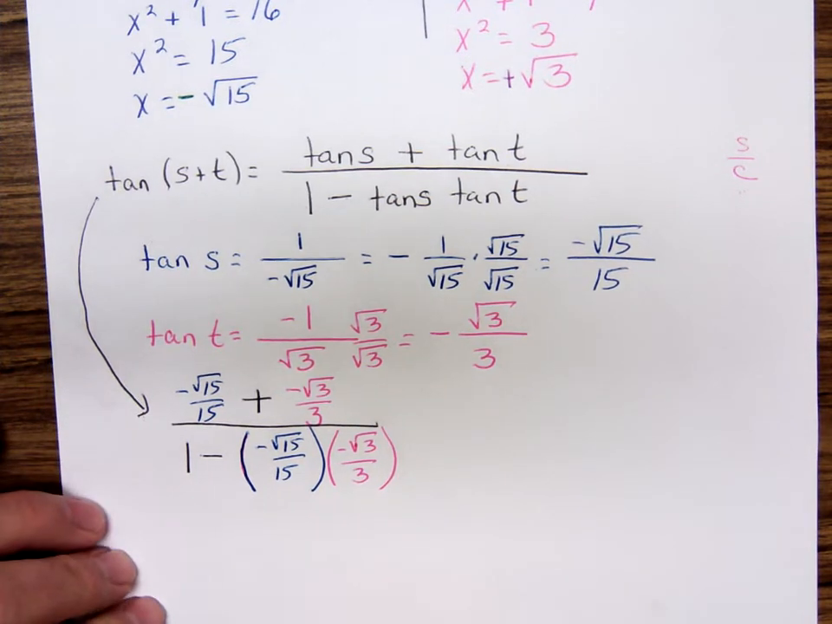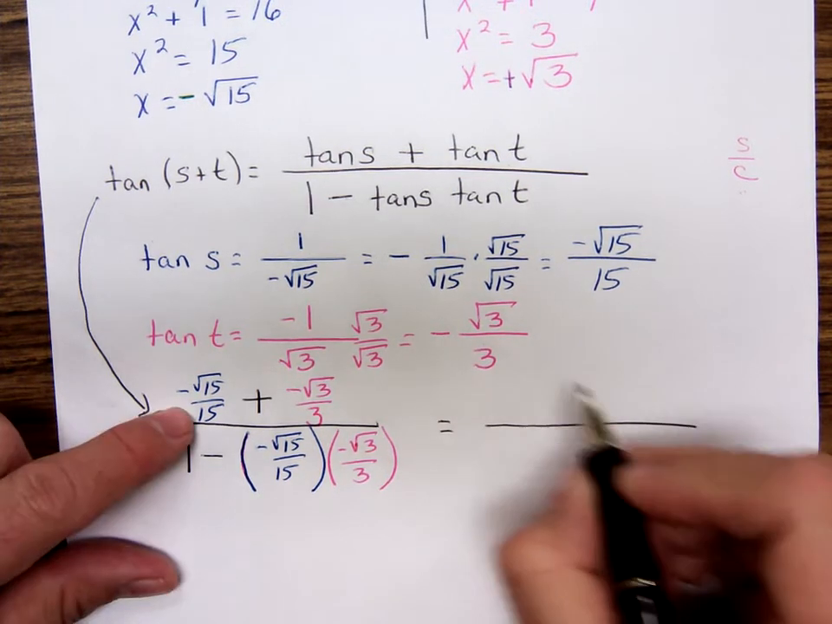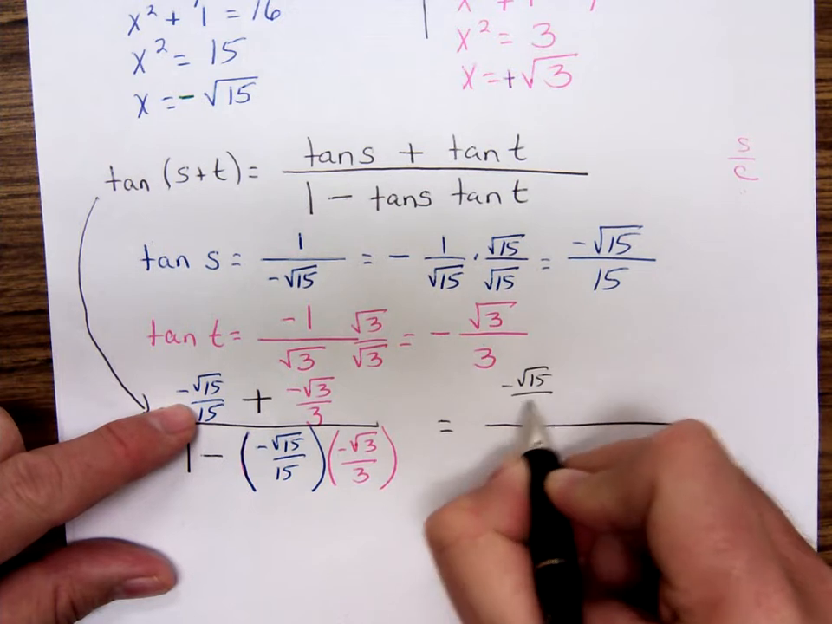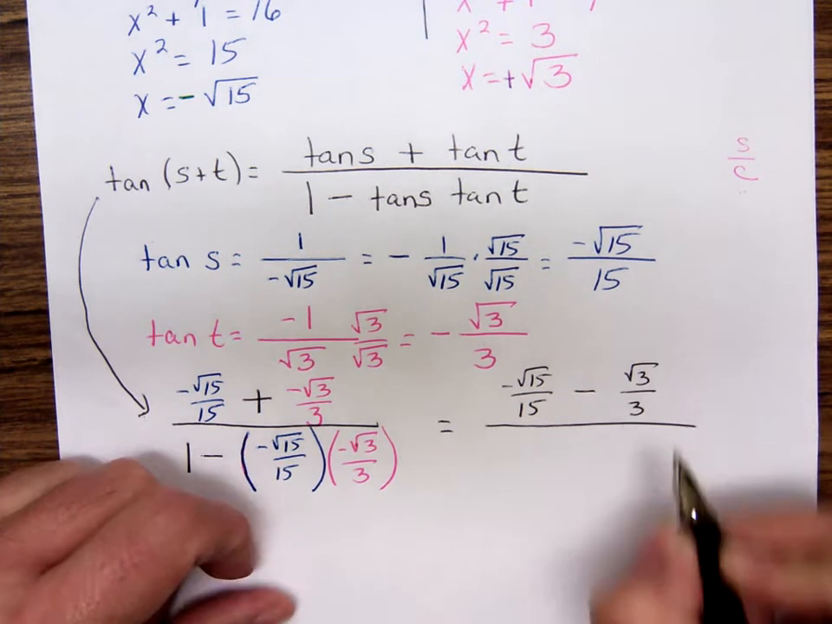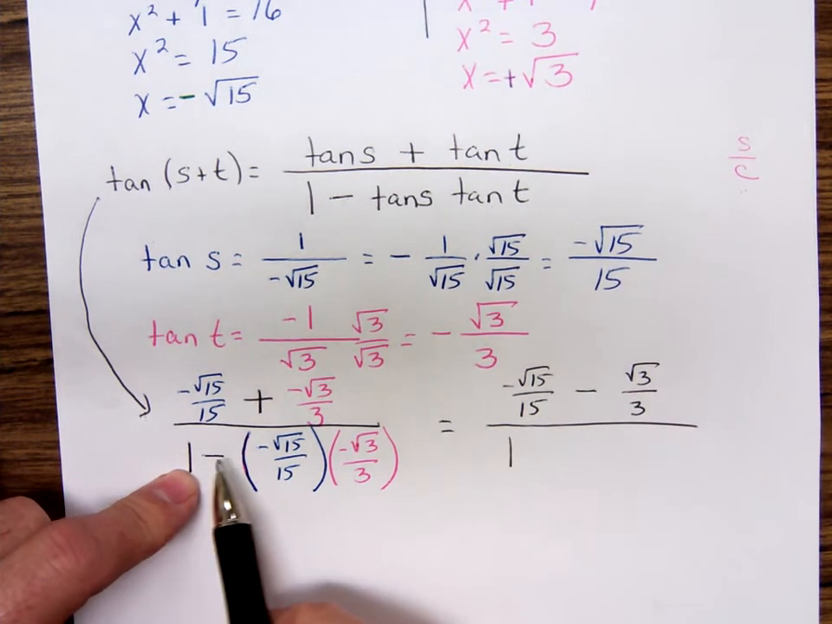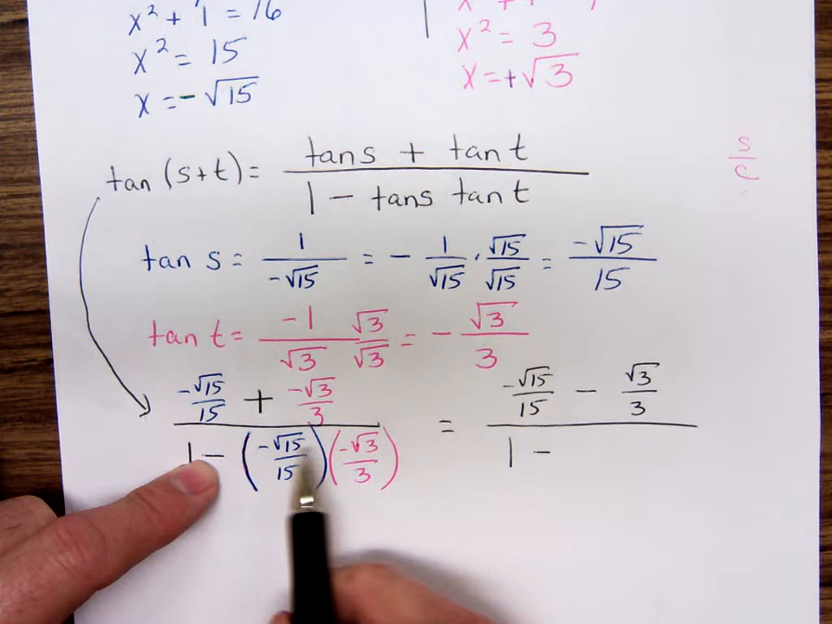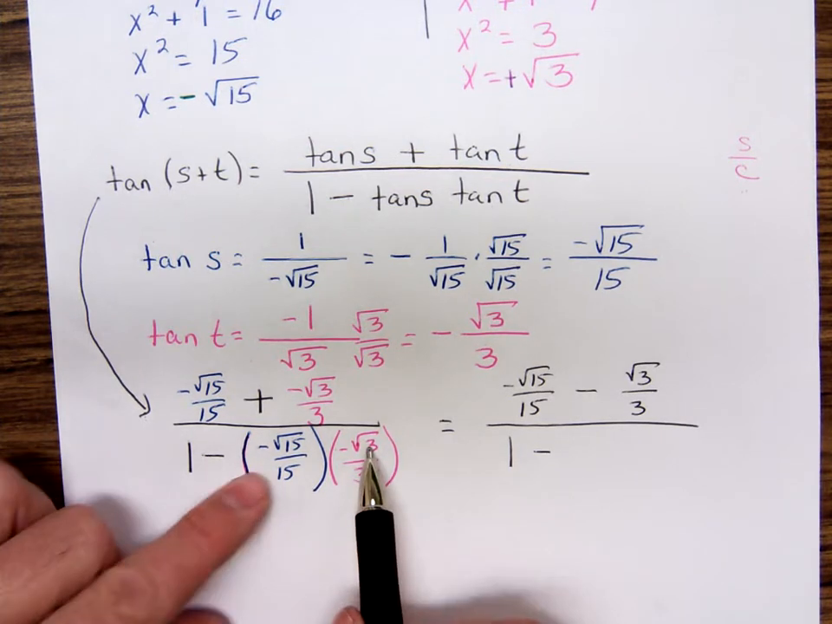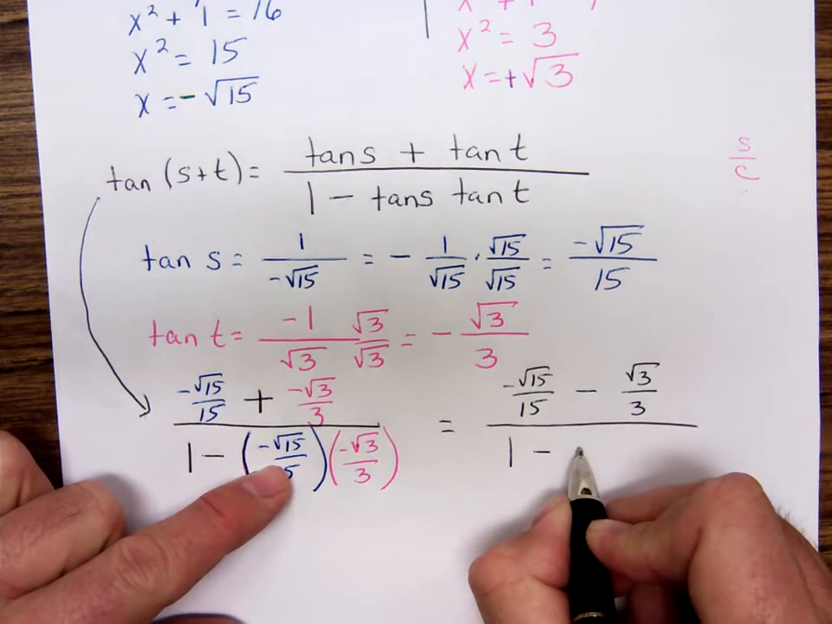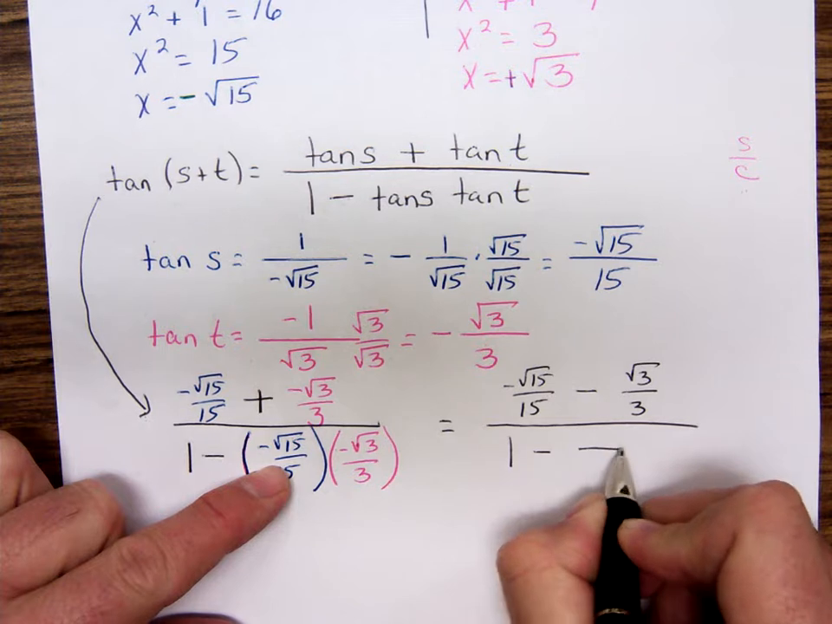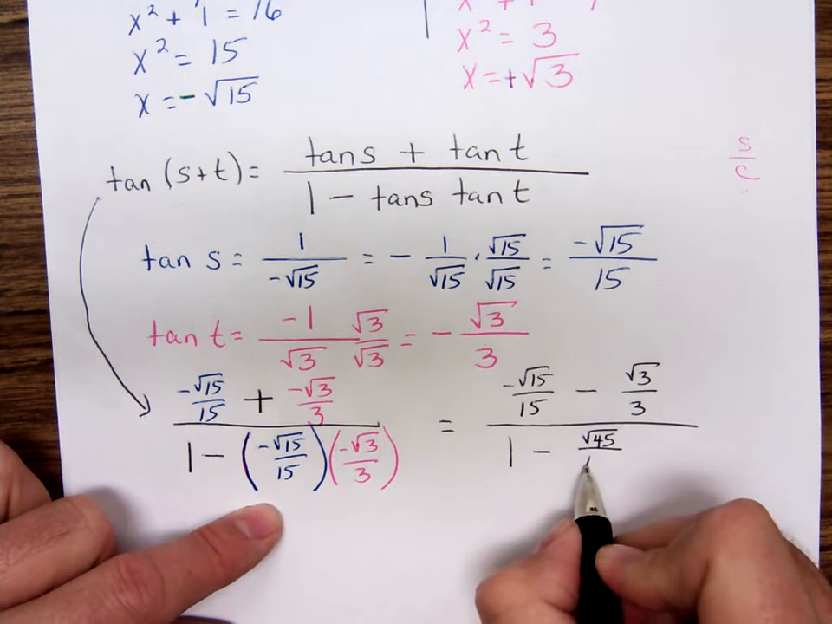Oh gosh, so maybe it'd be better to write this all in just one color. Negative square root of 15 over 15. I'll go ahead and just write minus, plus a negative is just a minus. And then 1. Now we have a minus, then a negative times a negative. So that negative times negative is going to be a positive. Now to multiply these, you just multiply that top. Square root of 15 times square root of 3 would be square root of 45 all over 45.